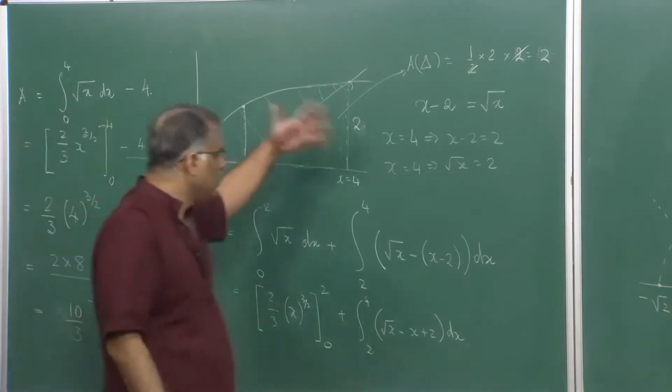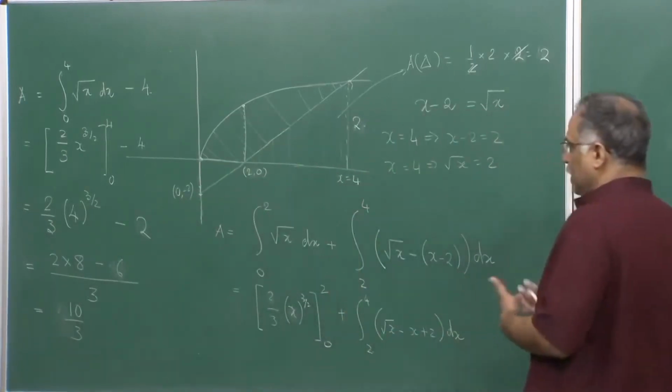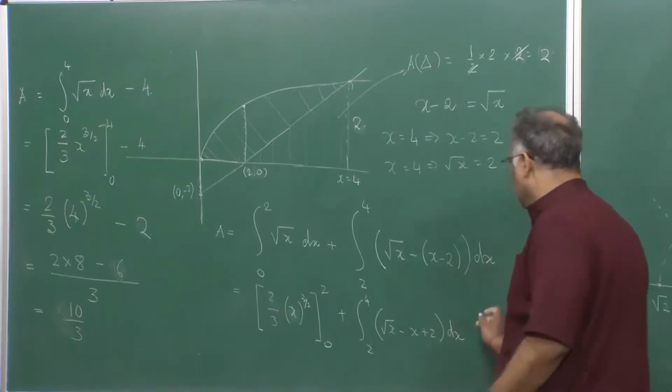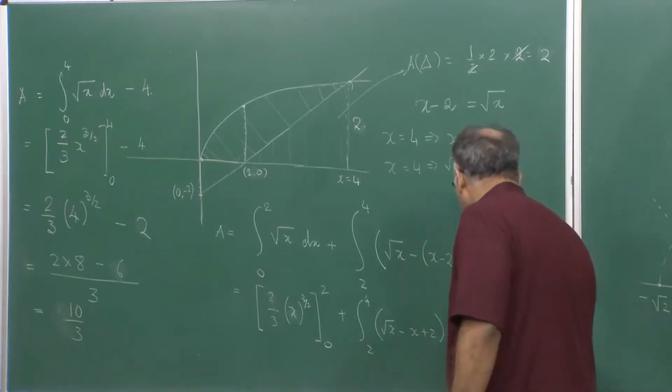So, you see, once you are sure that the mathematics you are doing is correct, the answer has to match. The answers match anyway, so this is also equal to 10 by 3.